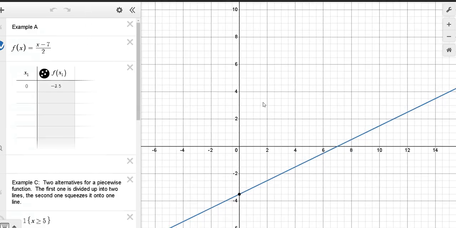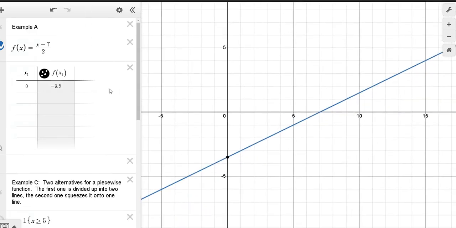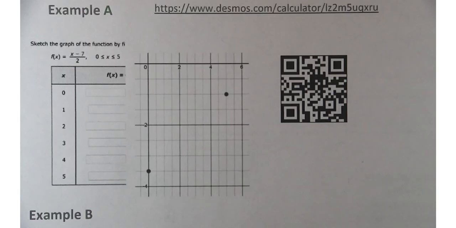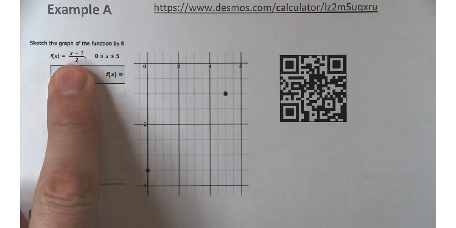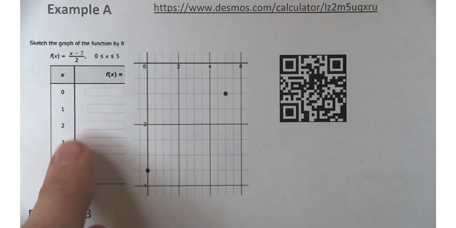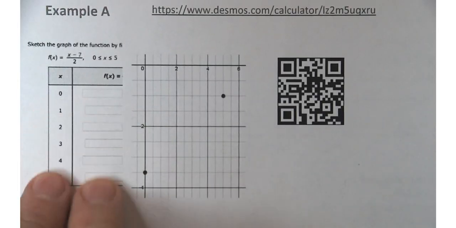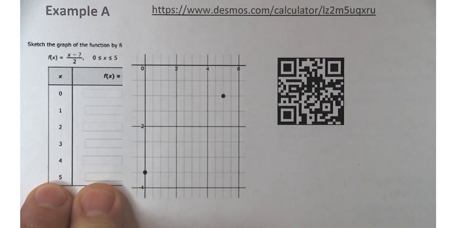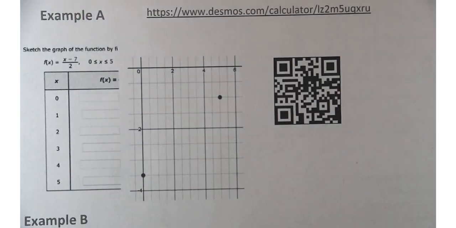What I've done here is give you a graph, kind of partially filled in, and a table. The nice thing about the way I set this up is that we can plug in points to help plot our graph. So let's take a look back at our function. It's f of x is x minus 7 over 2, and WebAssign might ask you to evaluate the function at these points. So okay, let's do a little bit more than just the minimum that was required for us from WebAssign.